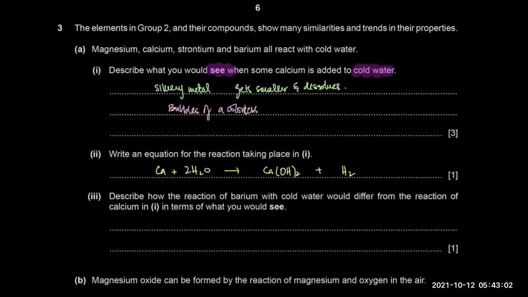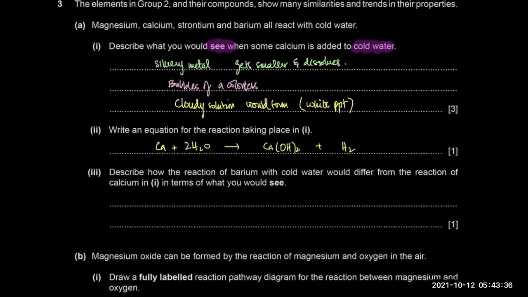And calcium hydroxide is considered partially soluble. So, as Mohammed mentioned, you also see the water would turn cloudy, right? So a cloudy solution would form. Or milky solution, however you want to write it. Right? White ppt of calcium hydroxide, basically. Okay, it's suspended in the solution. That's why it appears cloudy. All right.